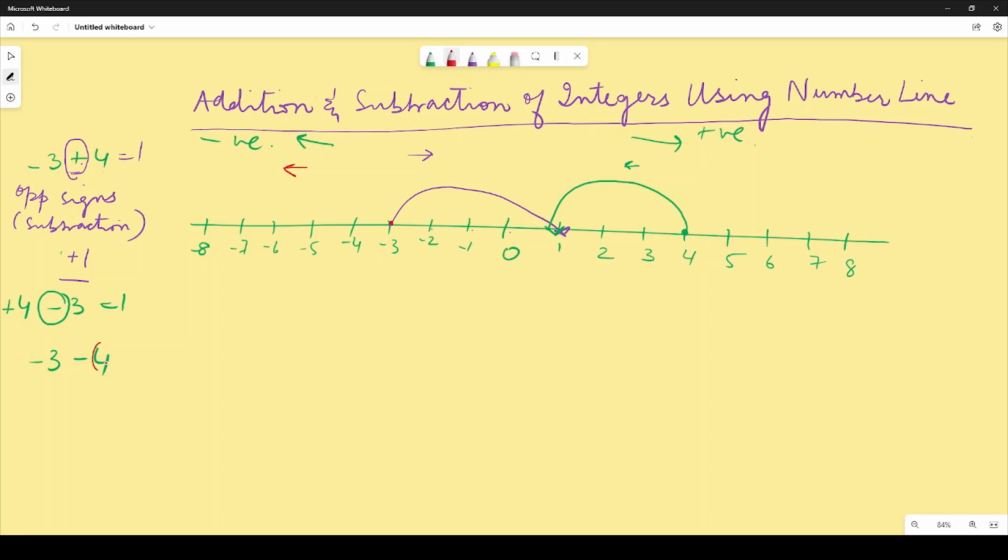Is it telling me to continue moving in this direction, or is there a conflict? No, this is a positive number. So there is no conflict, and I continue to move 4 steps in this direction, and I arrive at -7. So this is how I get -7 over here.